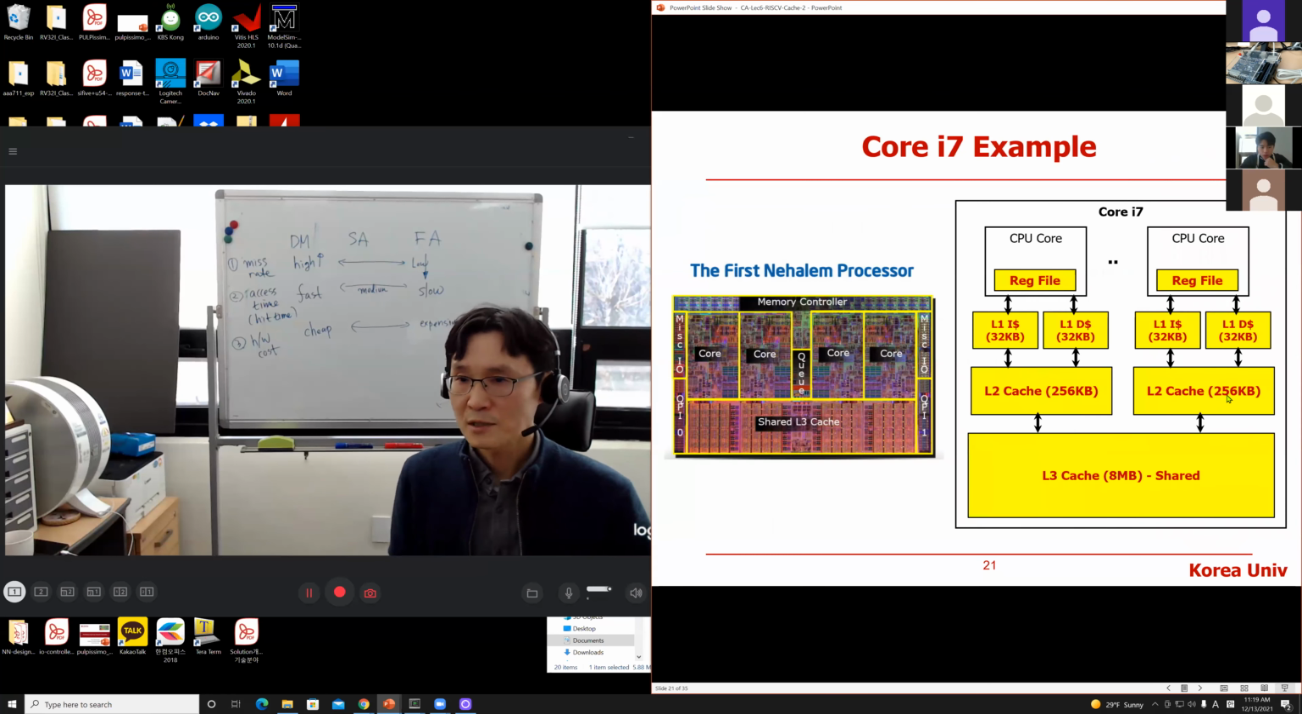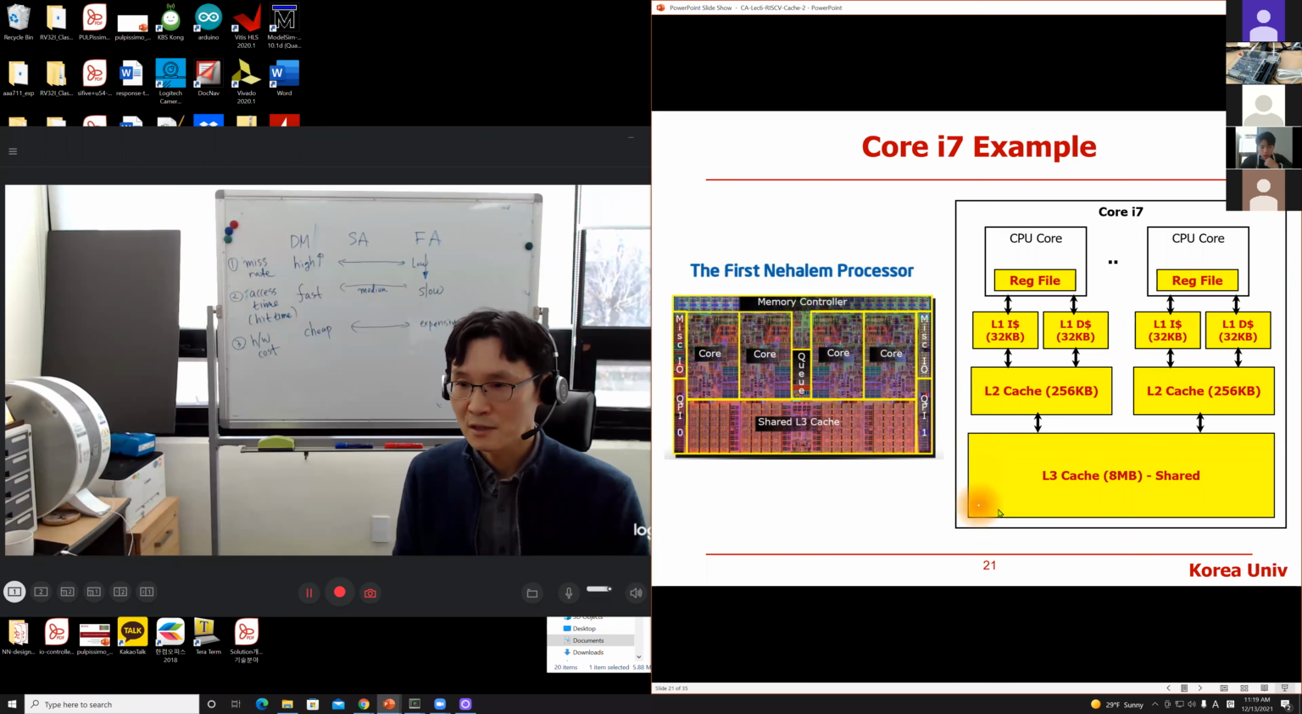And this one is a typical block diagram of a Core i7, the first generation of Core i7 called Nehalem. So you have 4 CPUs, 4 cores. Then a big level 3 cache.